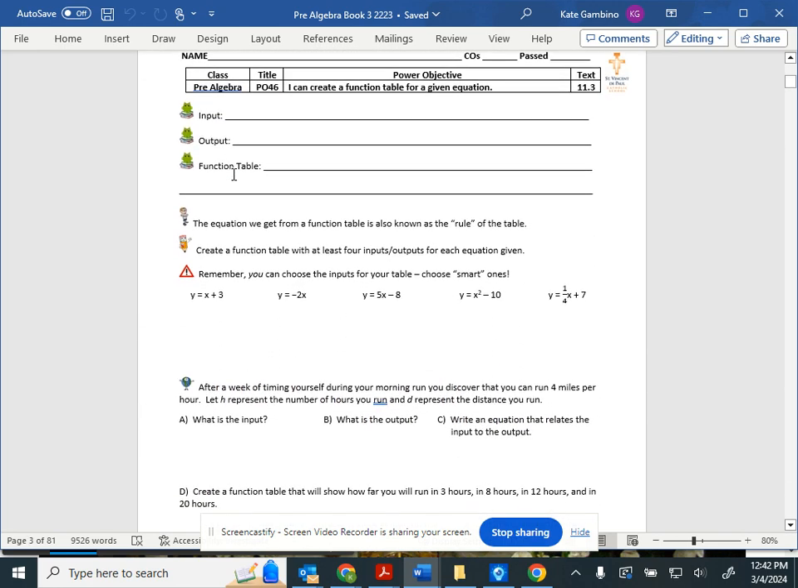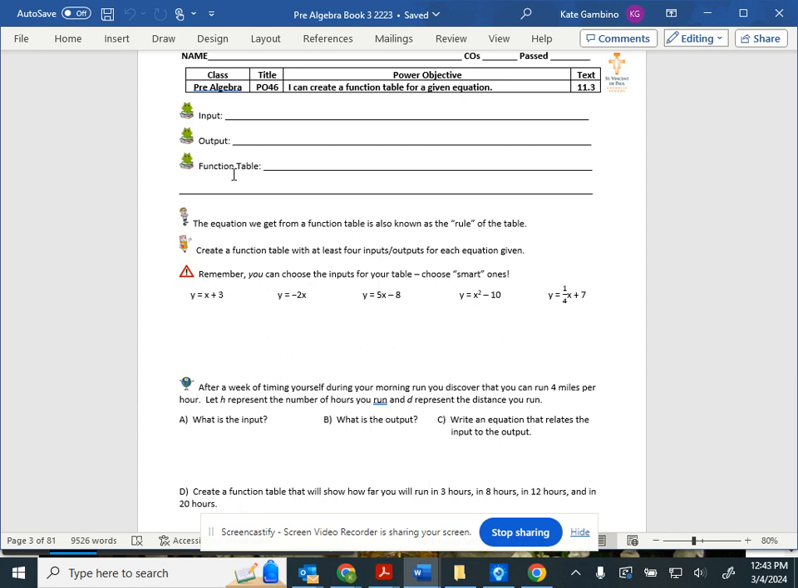Lucas is right. It is a power objective, and a lot of times we don't start off our unit right away with that power objective. We're starting off right now with the power objective. I can create a function table for a given equation. If this whole unit is working with function tables, is it important to really understand the function table at its root? Yeah. We have to understand what it's all about so we can build on that.